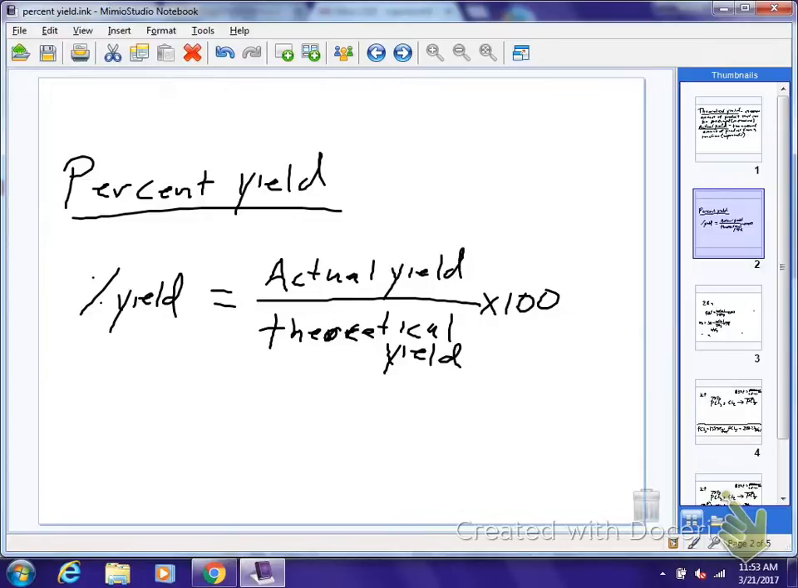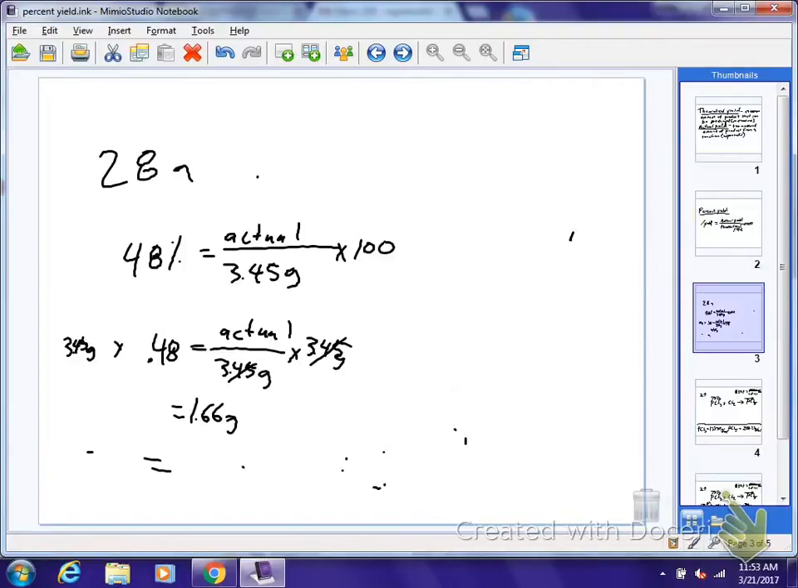So then you basically have 48% equals X grams of actual yield over 3.45 grams times 100. Then you have to solve for the X grams. It's going to be about 50%. Your original theoretical yield is 3.45 grams, so your answer will be about 50% of that weight.